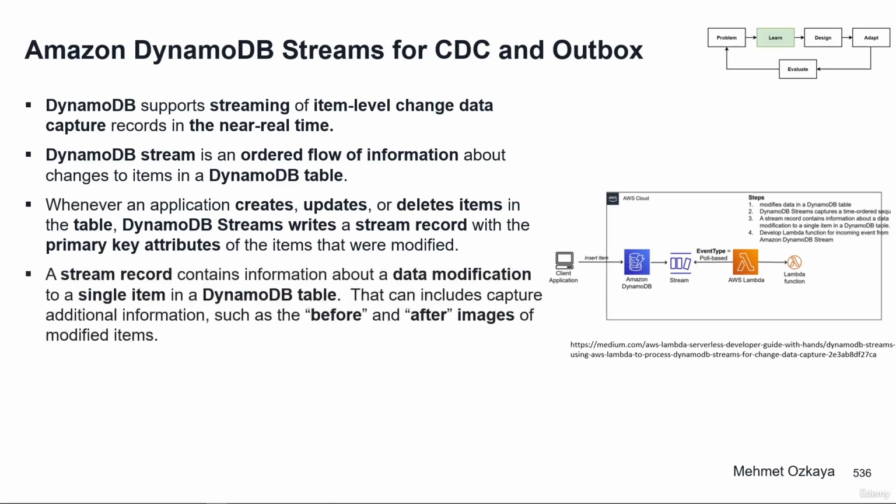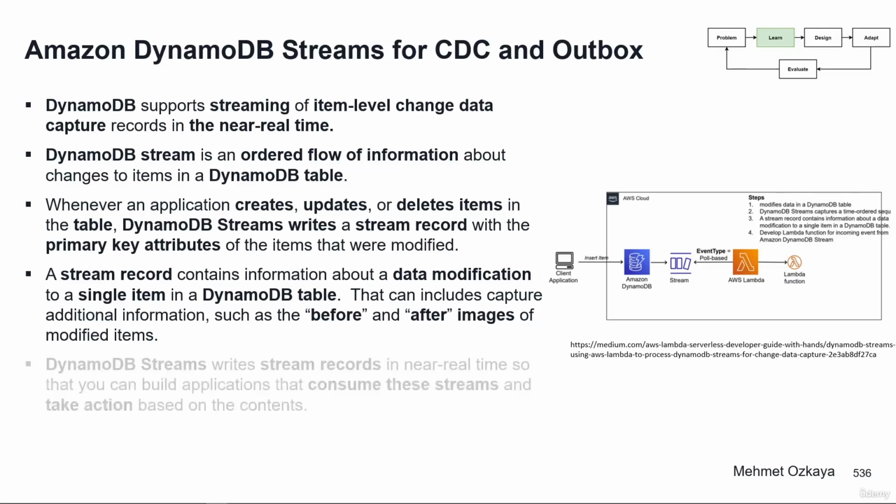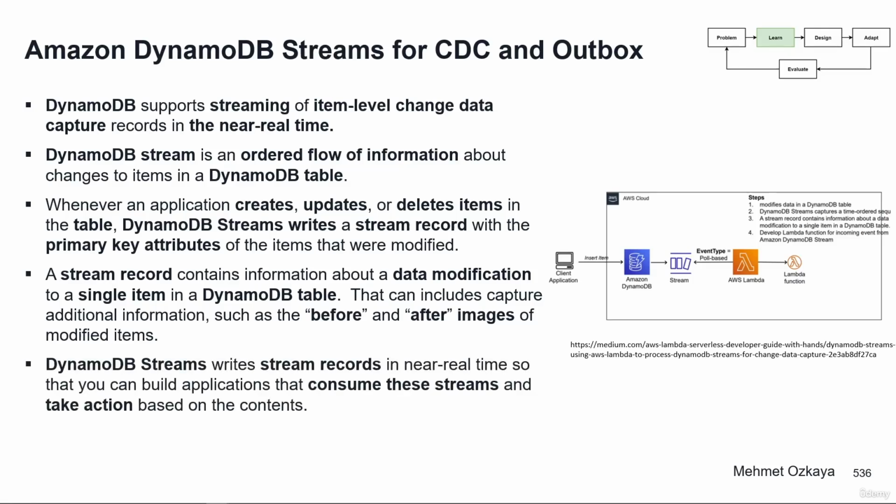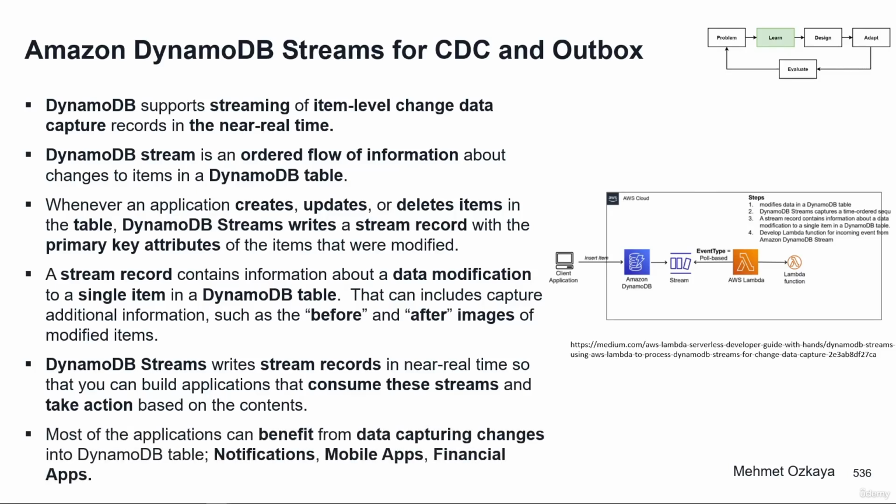A stream record contains information about a data modification to a single item in a DynamoDB table. We can also configure the stream so that the stream records capture additional information, for example, the before and after image of modified items. DynamoDB streams writes stream records in near real time so that you can build applications that consume these streams and take actions based on the content. Most of the applications can benefit from capturing data changes in a DynamoDB table.